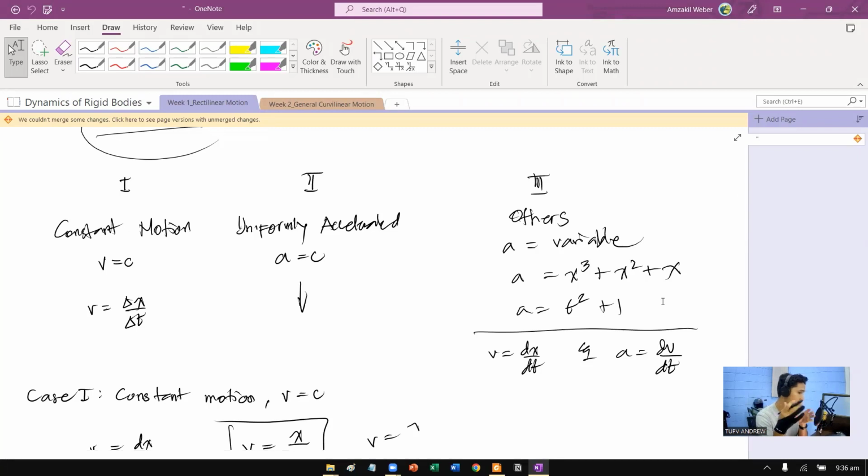There is the most popular type of motion, which is constant motion, with no acceleration, just constant speed in a straight line motion, meaning rectilinear motion. And then the second most popular is uniformly accelerated motion, wherein we have a constant acceleration. Meaning you have acceleration, so the velocity increases or decreases, but the rate of increase or decrease is constant, because acceleration is constant.